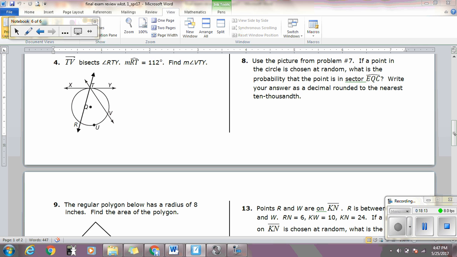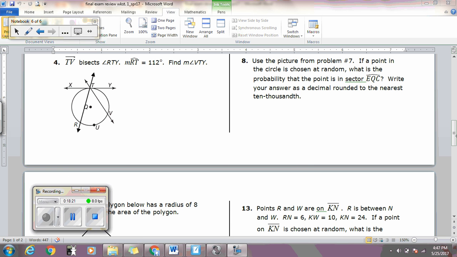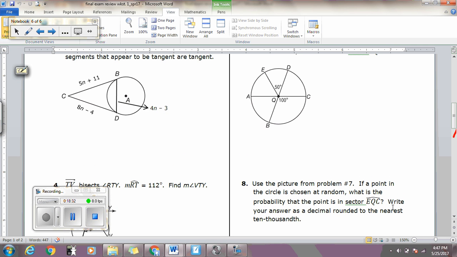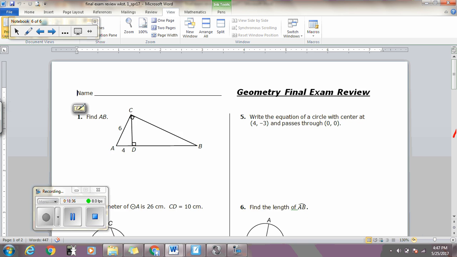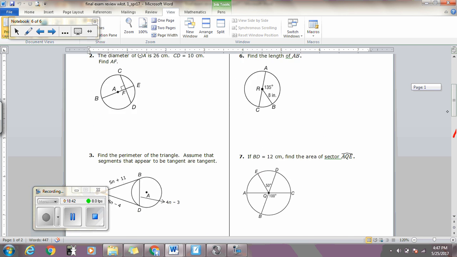For number 8, it would like for us to use the picture from problem 7. So I need to zoom on that picture. So bear with me. I have to scroll back up a little as well as zoom out. So all this work that I'm about to do is work for number 8, okay? So keep that in mind. Make sure you put it under the correct problem. I'd hate for you not to get credit.